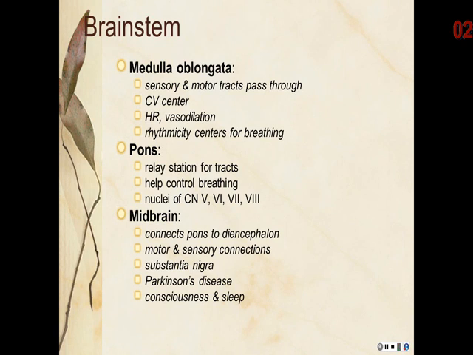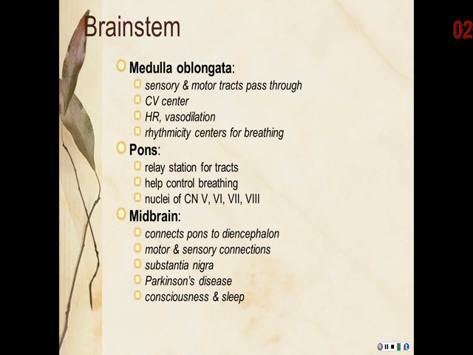The pons has relay stations where the messages from the neurons and tracts are passed on to the next neuron. The pons helps to control breathing. There are also nuclei where information is passed between neurons for cranial nerves 5, 6, 7, and 8.